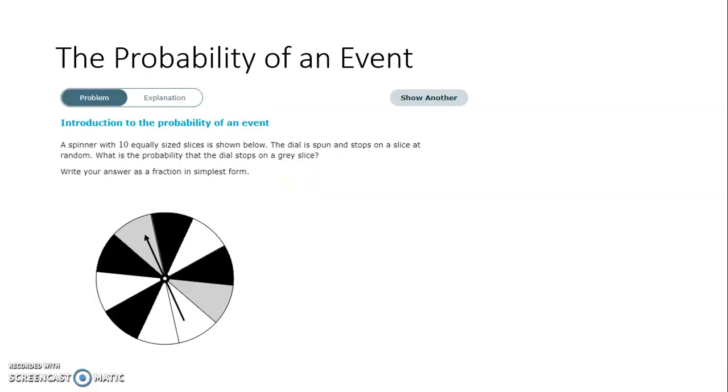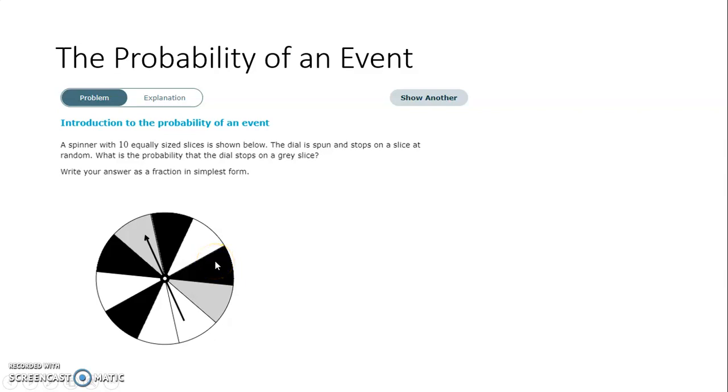Okay. Next, you're going to have questions about probability. That's what you're going to be moving on to in your Algebra 1 class. So here's a question. It says a spinner has 10 equally sized slices as shown below, like if you're playing a board game or something like that. The dial is spun and stops at a slice at random. That's important. None of these slices are more likely than the other. It says, what is the probability that the dial stops on a gray slice? Write your answer as a fraction in simplest form.